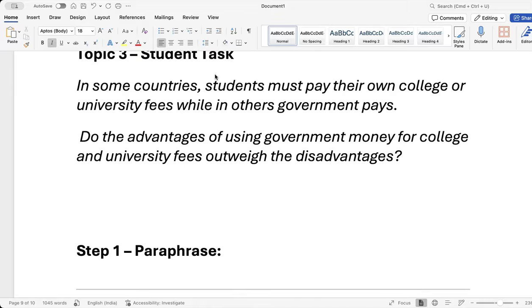Anyone? Government paying? Okay, we can come back to the advantages if you want to write more. But can someone tell me the disadvantages of the government paying? More burden for the government. Yes, and how does it harm? What's the problem with that?